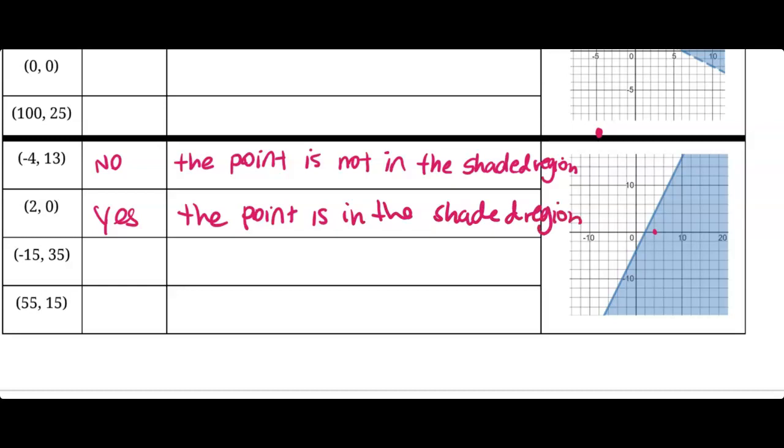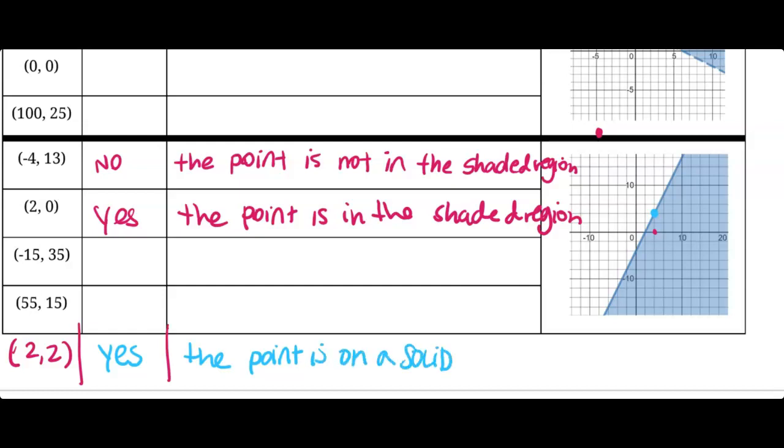They didn't give us this point, but let's go ahead and take a look at the point (2, 2). So if I look at the point (2, 2), that is this point here. That point is on the line. And since that line is solid, that means that that is indeed a solution. So the point is on a solid line.